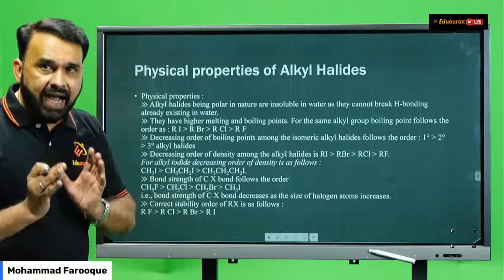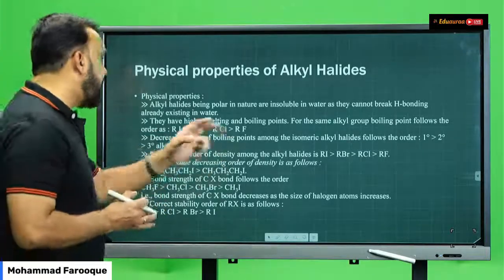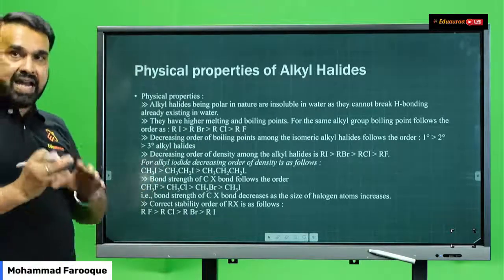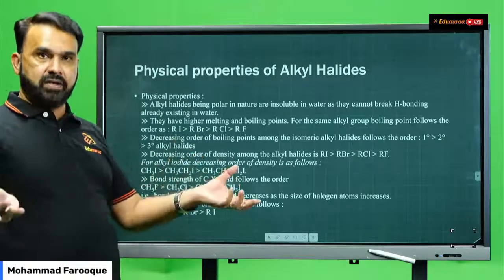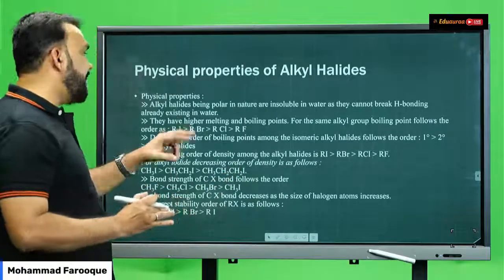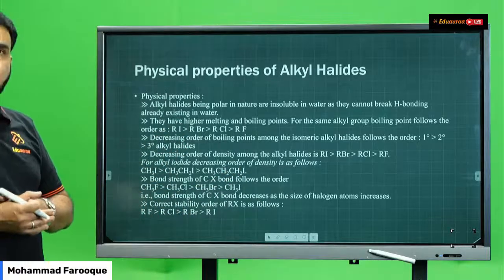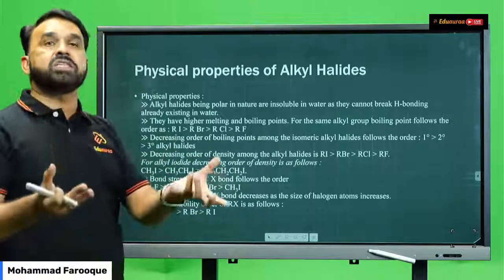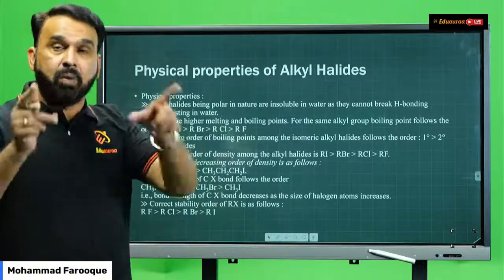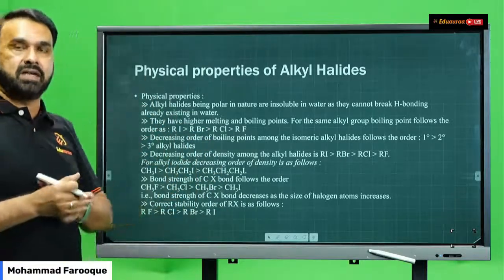We see that if the alkyl group is same, the boiling point follows the order what? R group is same, but halogen is different. So RI will be greater than RBr, will be greater than RCl, will be greater than RF. Boiling point increases with increase in molar mass, but boiling point decreases with branching.